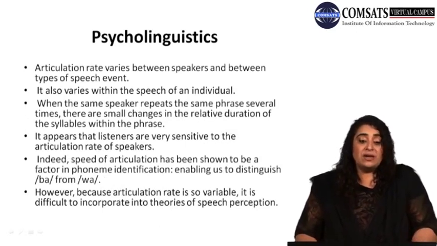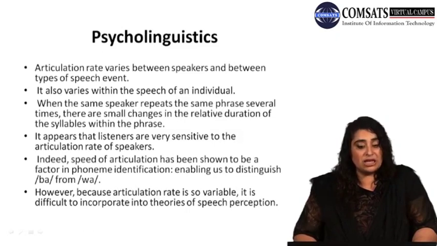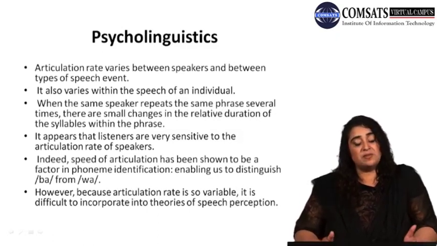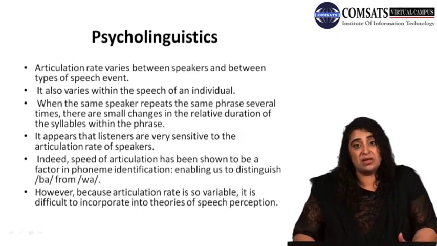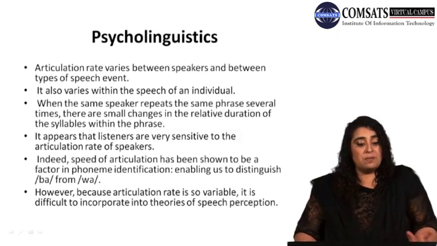Articulation rate varies between speakers and between types of speech event. It also varies within the speech of an individual. When the same speaker repeats the same phrase several times, there are small changes in the relative duration of the syllables within the phrase. It appears that listeners are very sensitive to the articulation rate of speakers. Indeed, speed of articulation has been shown to be a factor in phoneme identification, enabling us to distinguish ba from wa.